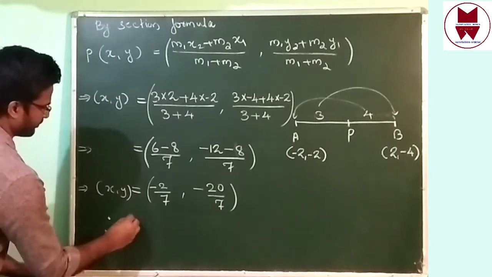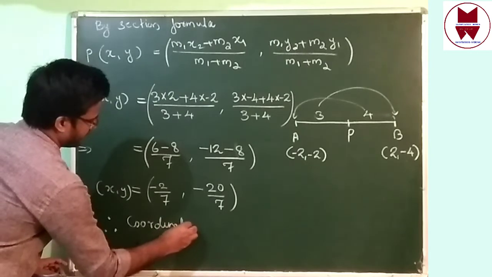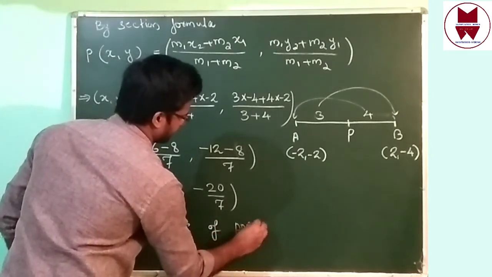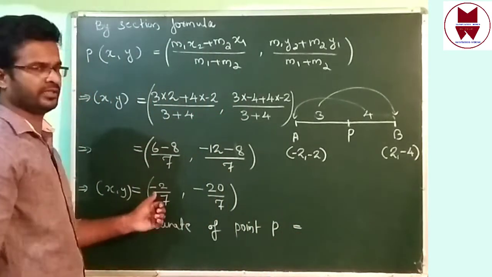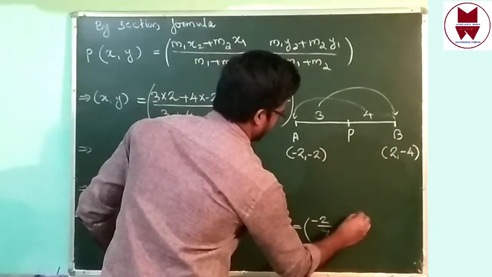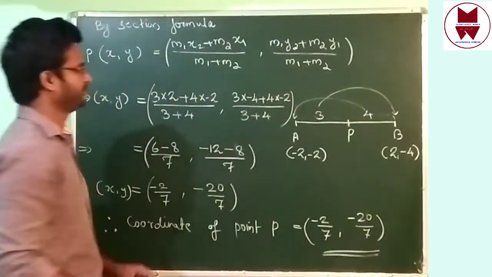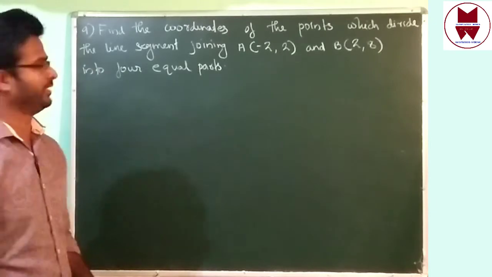Therefore, the coordinate of point P equal to, what is the answer? Minus 2 by 7, minus 20 by 7. This is our answer. Next question, question number 9.